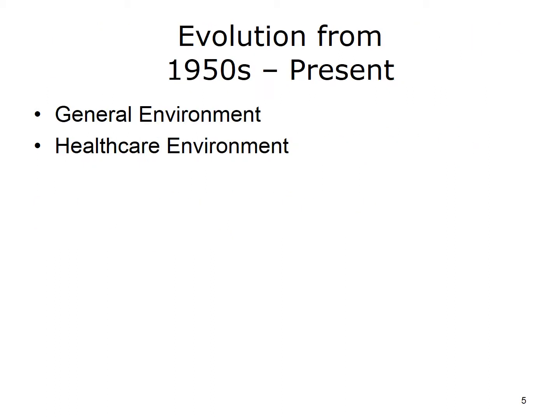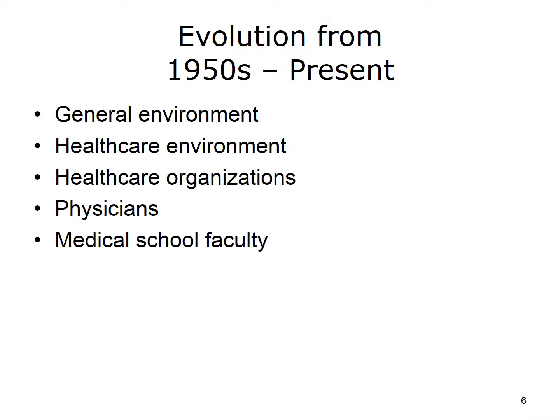What we are going to do in this series of units is to explore several changes over the period from the 1950s to the present, including looking at the general cultural and social environment in the U.S. and the healthcare environment in particular, and how they have changed. Within healthcare, we will look at several groups, including healthcare organizations, mainly hospitals, and how they have changed over this time. In terms of professional groups, we will focus on physicians, because physicians are certainly key players in the entire healthcare arena, and also medical school faculty, most of whom are physicians.